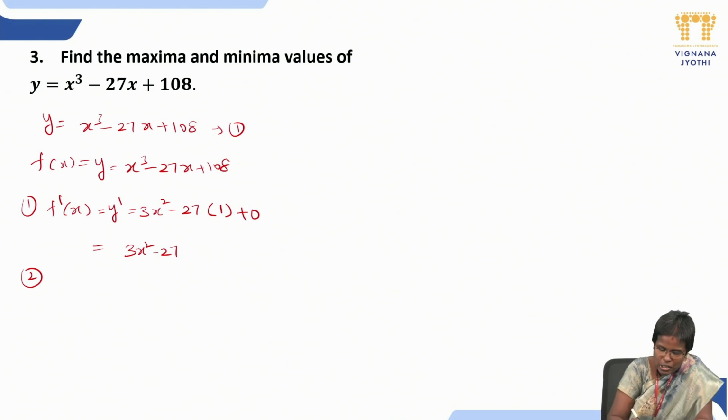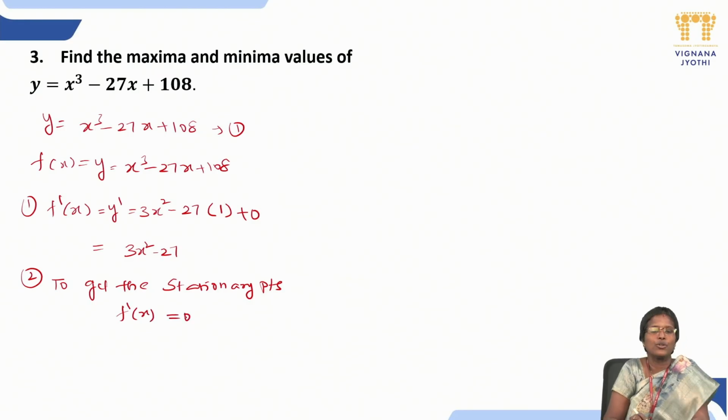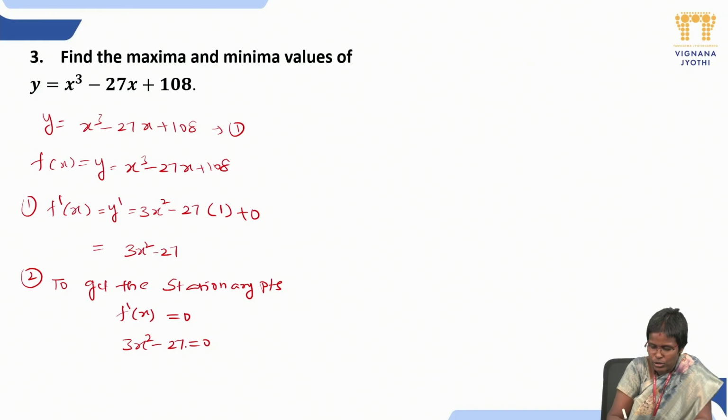In order to get the stationary points, what we have to do? f'(x), we have to equate it as 0. Now, 3x² − 27 = 0. This is nothing but, if you take 3 as common, x² − 9 = 0.